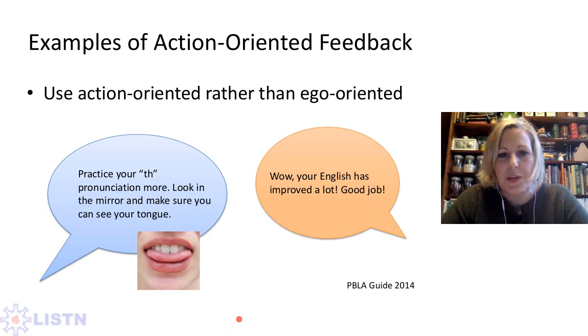Another example of action-oriented feedback, and this goes back to the vague feedback in the whole sticker industry, is to use action-oriented rather than ego-oriented feedback. If we're very specific in what our students need to do to improve, or what specifically they did particularly well, it's a lot more meaningful for our students than just saying, wow, your English has improved a lot, good job. Because it doesn't tell them in what ways it's improved and in what ways they're meeting the objectives.